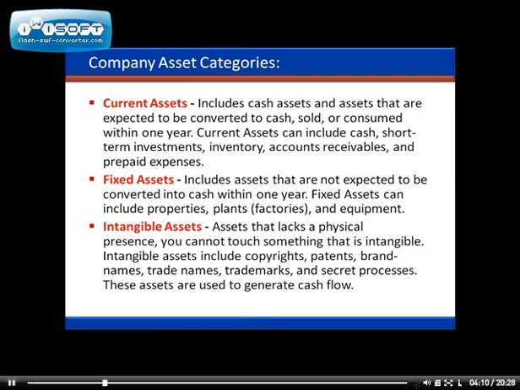The other asset category is intangible assets, and what sets intangible assets apart from current and fixed assets is that these are something that is intangible. You can't touch it. It's not physical. Intangible assets include copyrights, patents, brand names, trade names, trademarks, and secret processes. And these assets are used to generate cash flow.